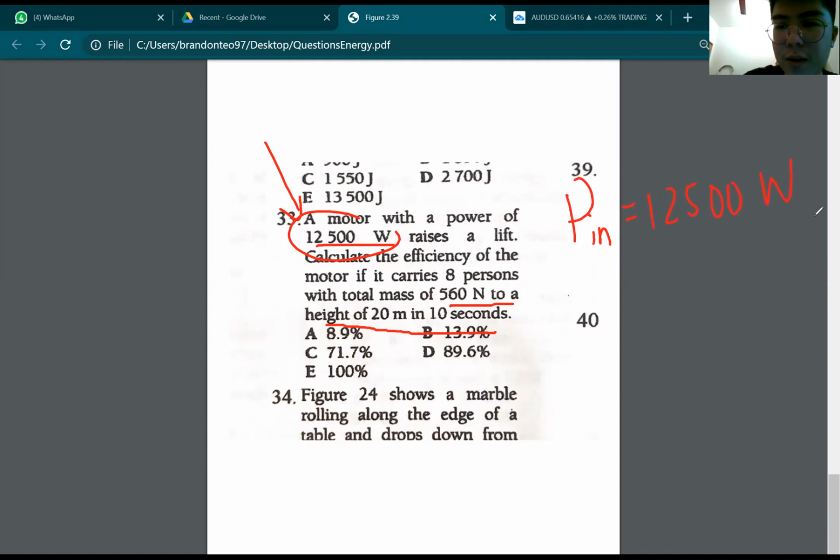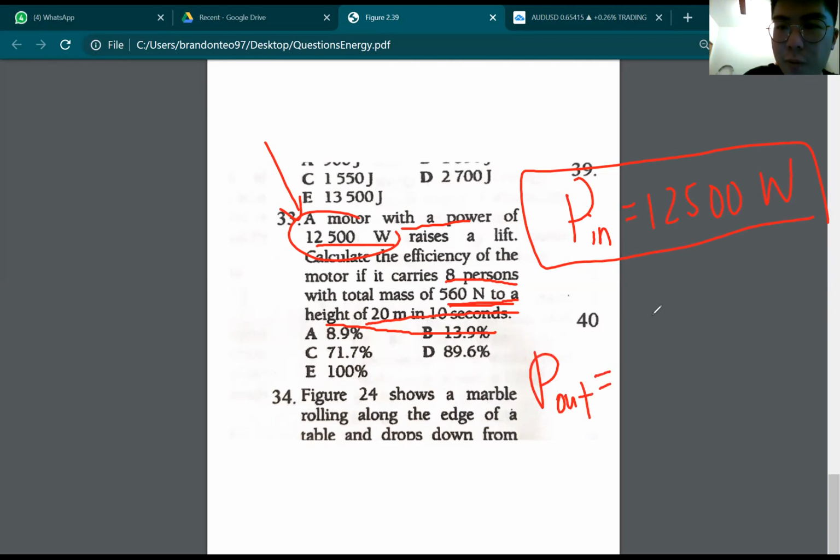12500 watt. This statement just says that this motor has this power, so it is like the design, the power that is meant to perform, the power rating of the device. And then it says calculate the efficiency if the motor carries 8 persons with total mass of 560. Now this is the work it performs, the work it carries out. So you have to calculate the power output.